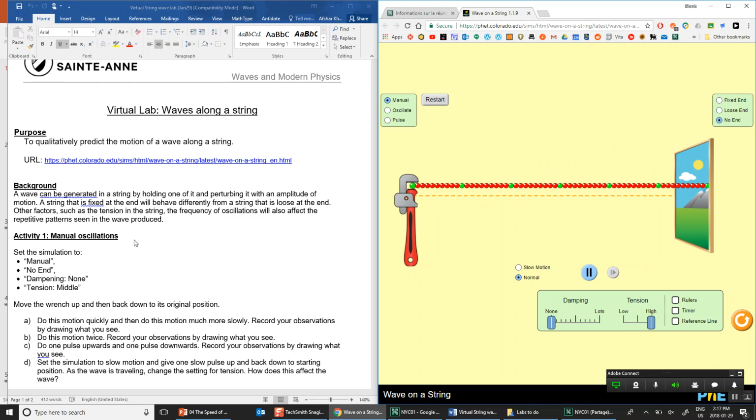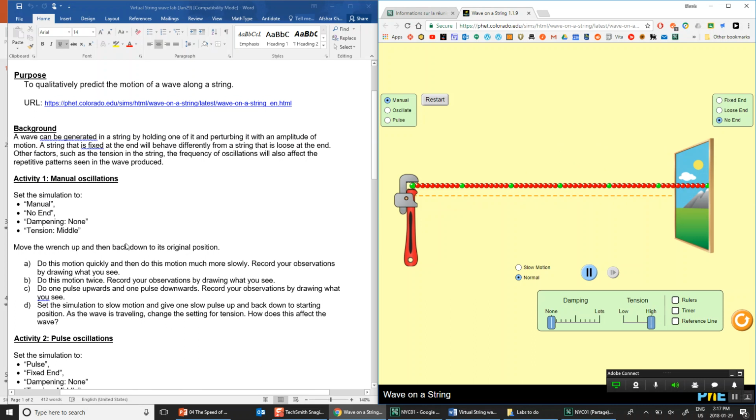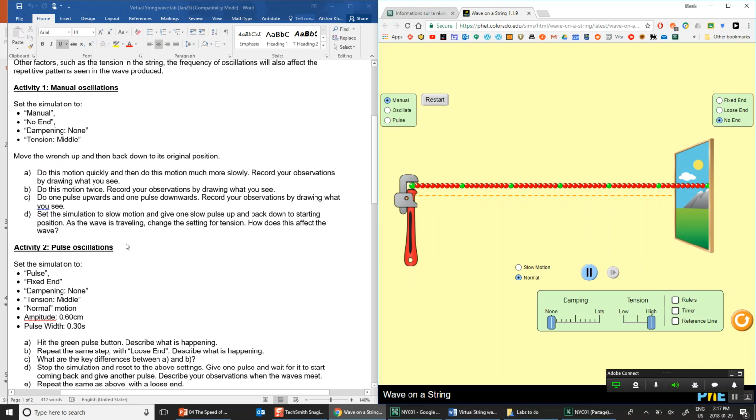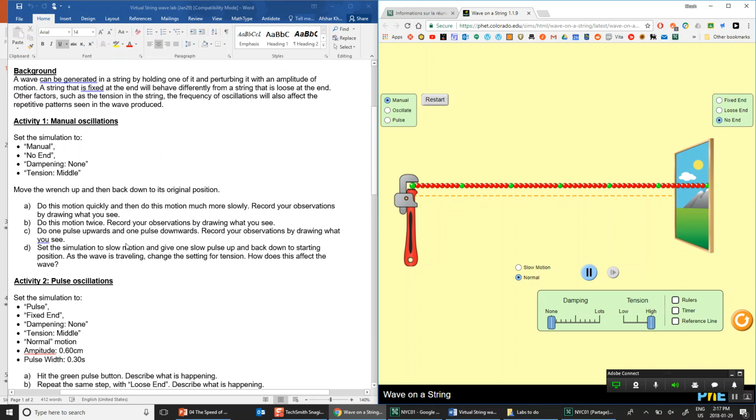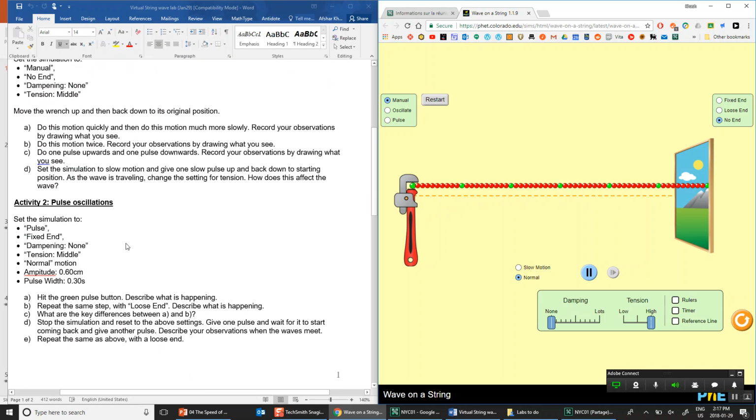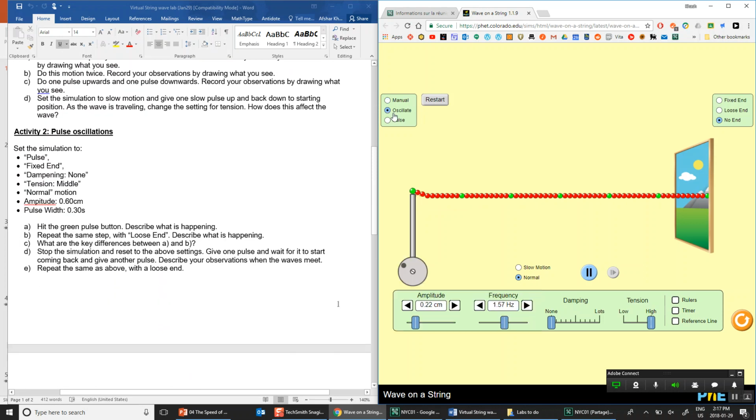All right, so we've done this. Let's go on to activity 2. I'm going to change this to pulse, not oscillate, sorry. Pulse means that it's going to do one perfect wave, but only one. I'm going to set the amplitude somewhere in the middle. Pulse width, we'll figure that out. And then tension, we're going to go back to the middle. Okay.